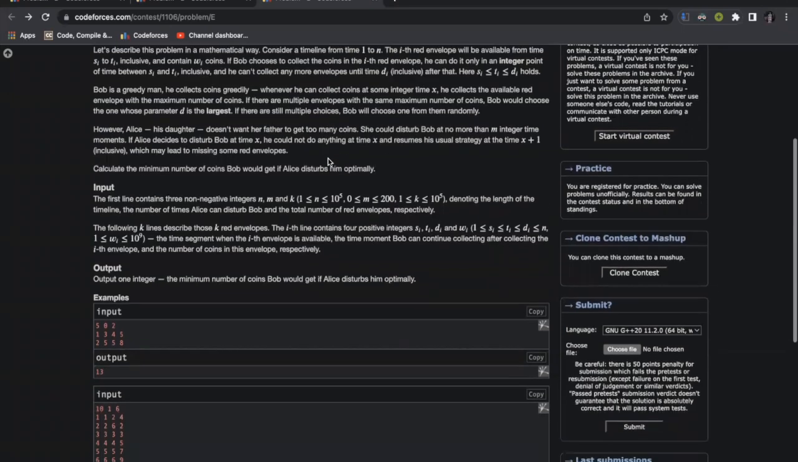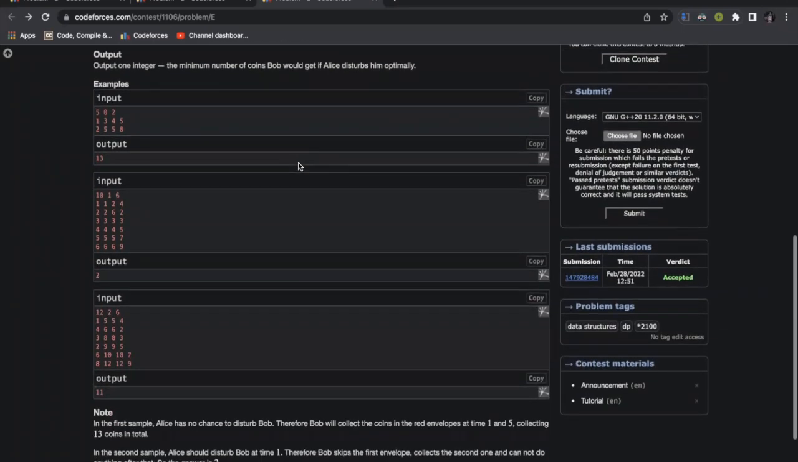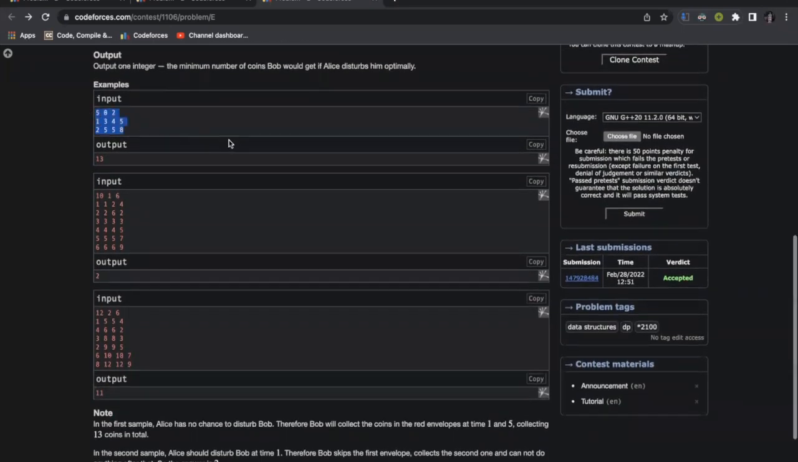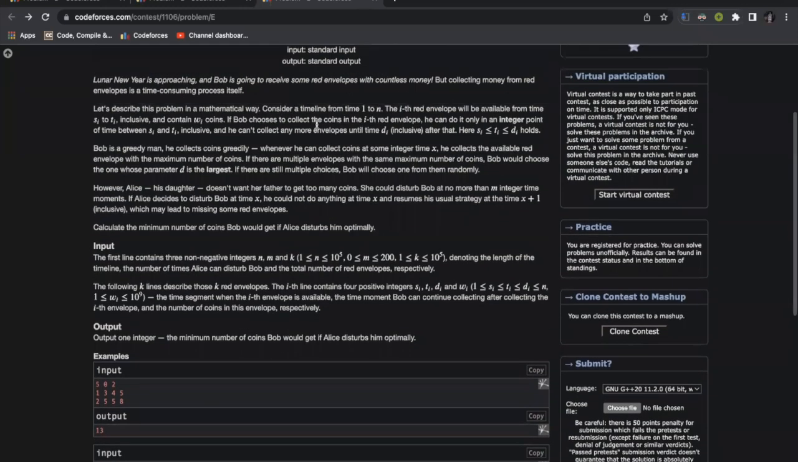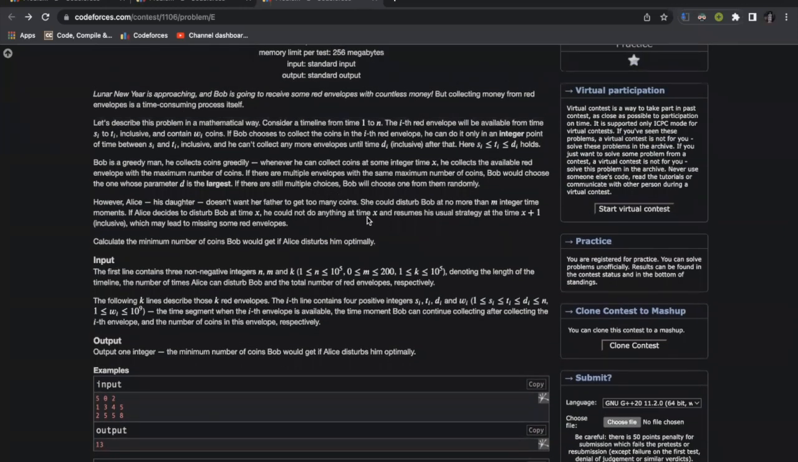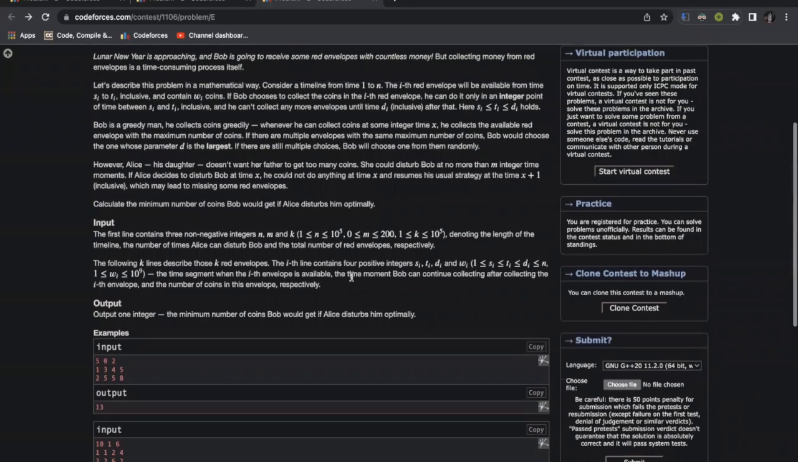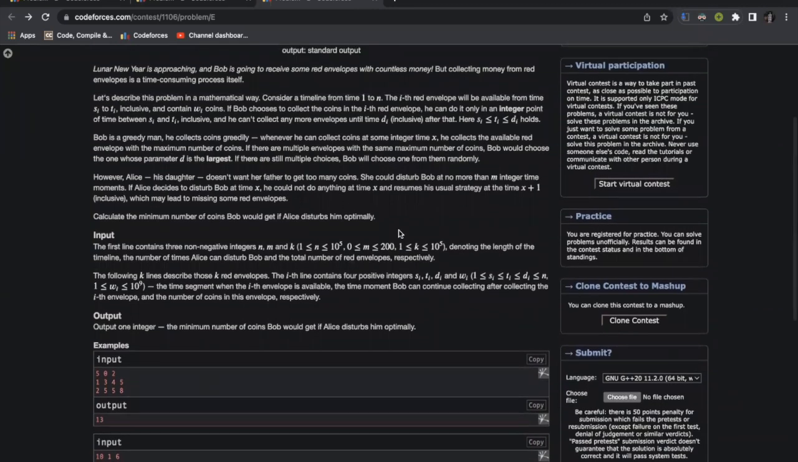Can you explain one example? Okay, so let's look at the first example. Here M is 0, so there is no concept of disturbing. And K is 2. What is K here? Okay, so it is the total number of envelopes.